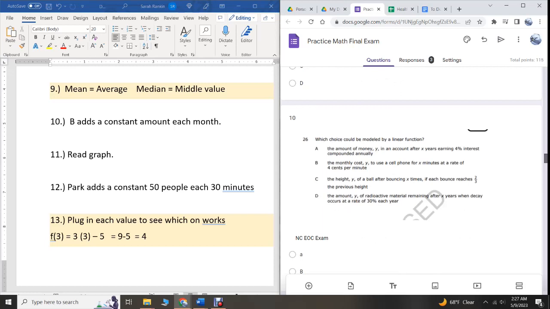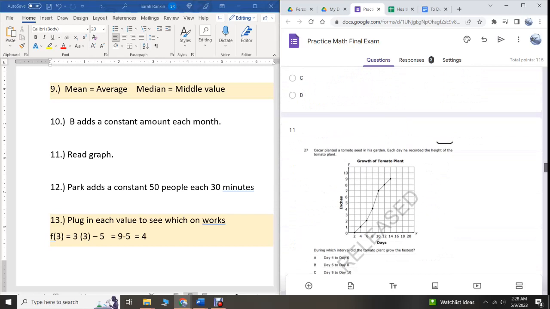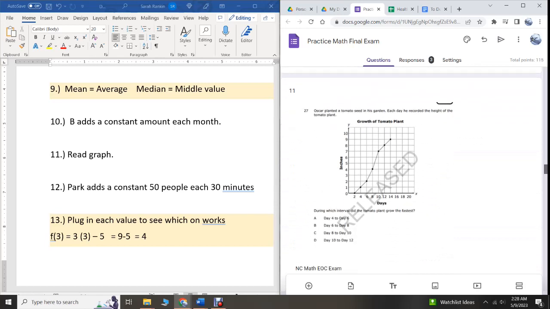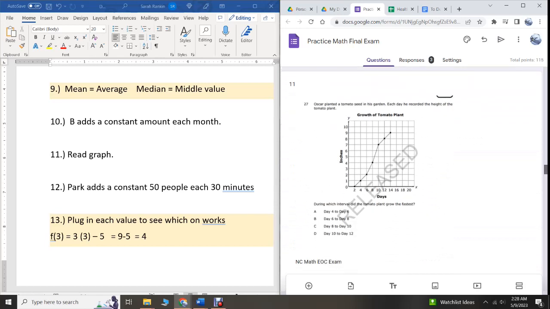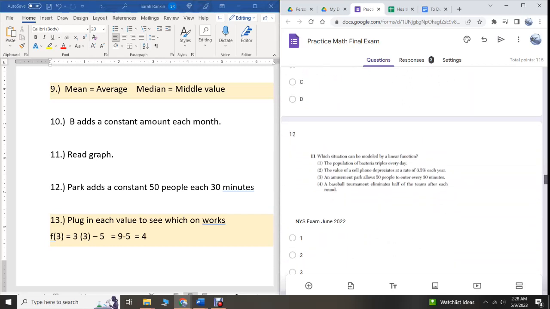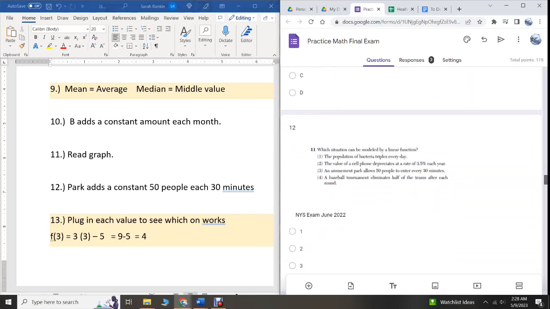Which linear function? Again, it's one where you're constantly adding the same amount. So that would be B. Number 11, you did really well on. That's simply reading the graph where it's increasing the most. You nailed that one. Number 12, again, another modeled linear function. That's where you're adding the same, C, 50 people, as opposed to adding a percentage growth or tripling or eliminating half.